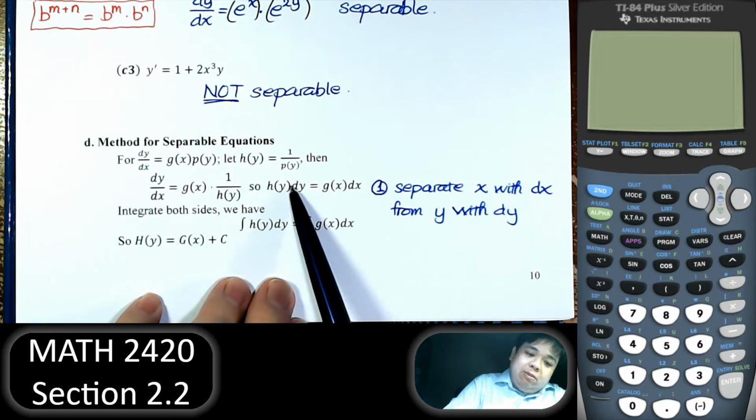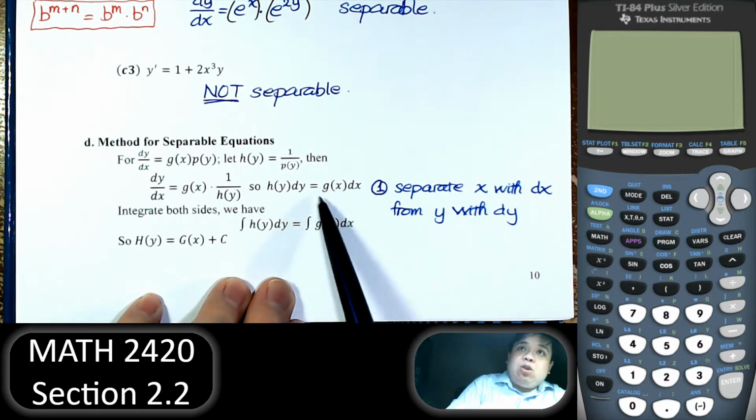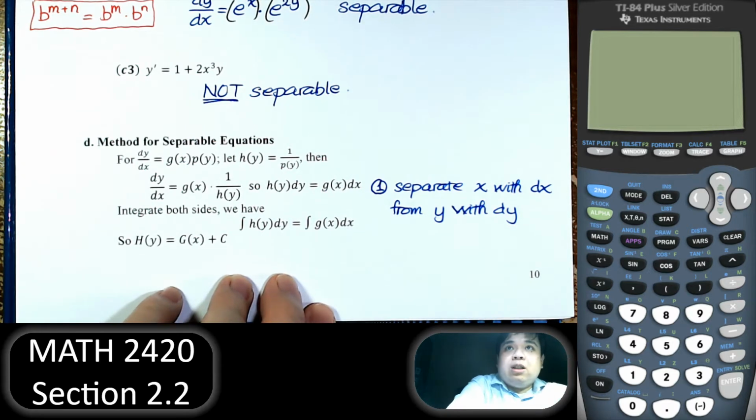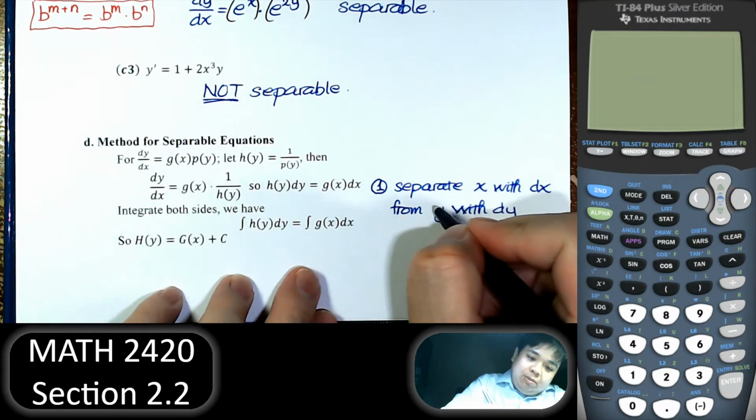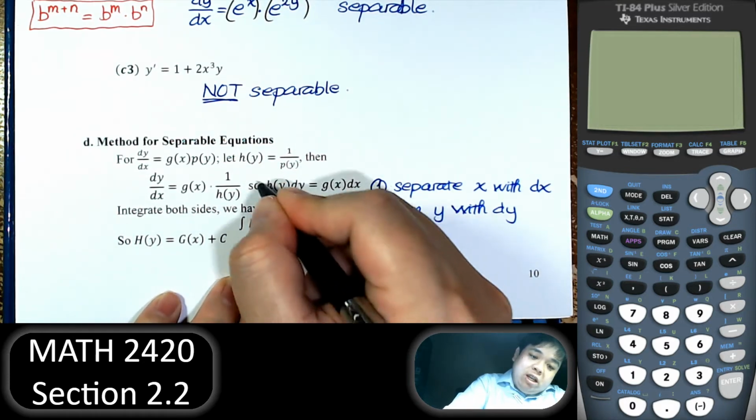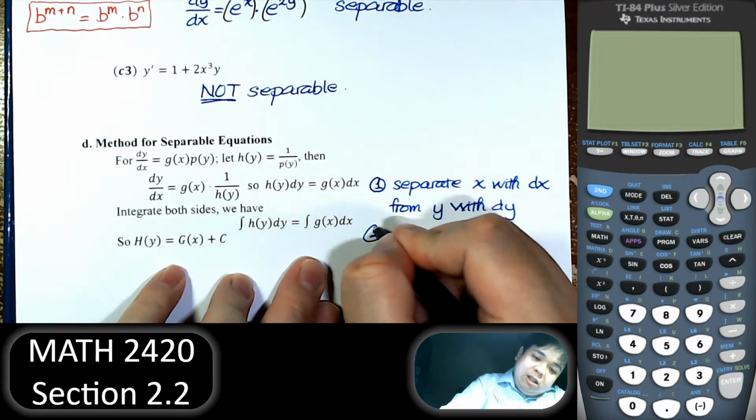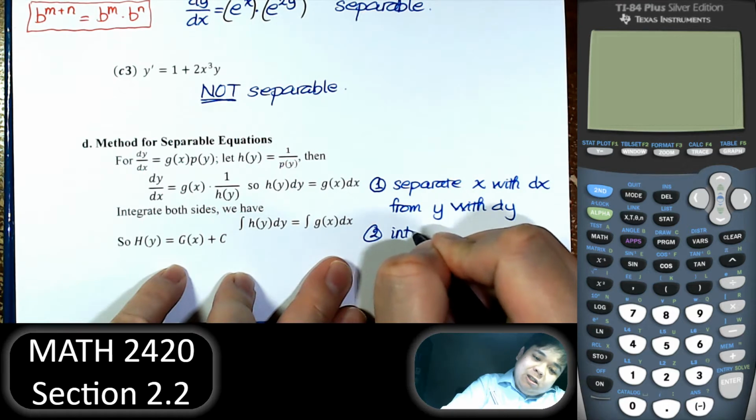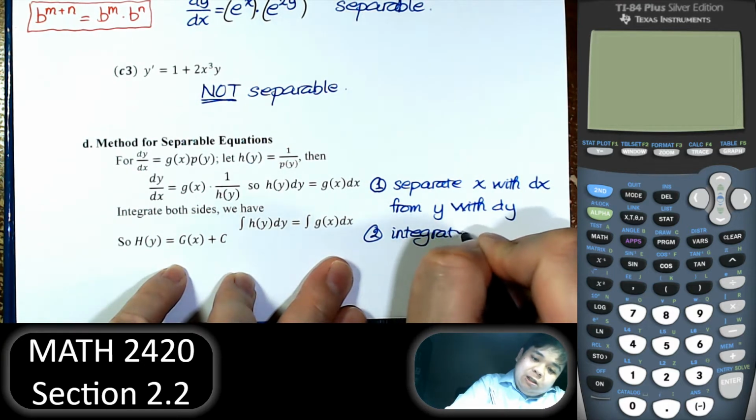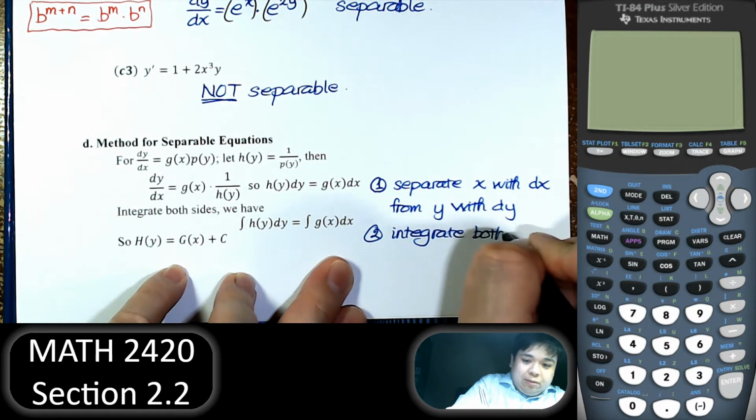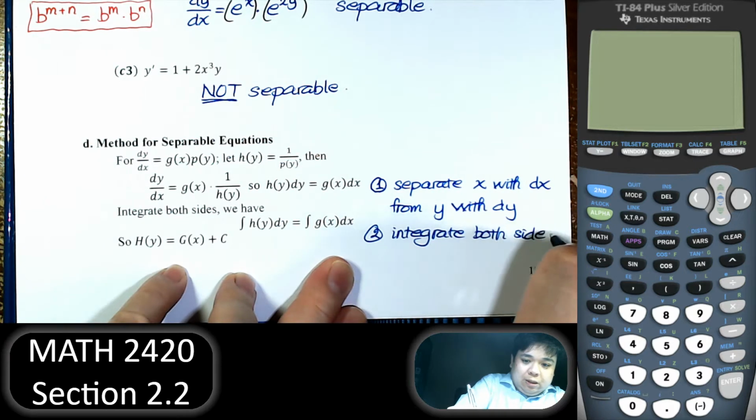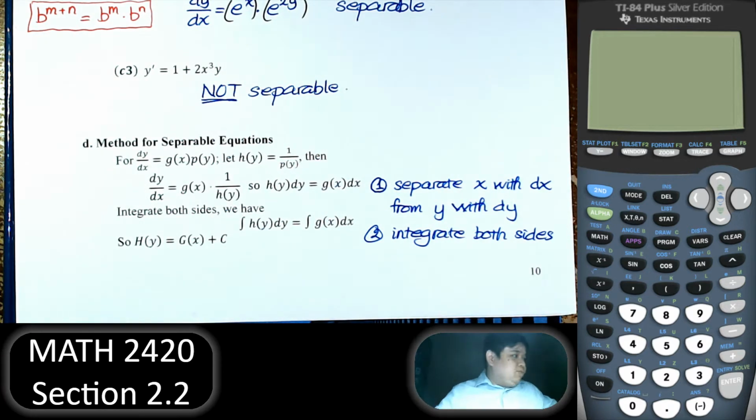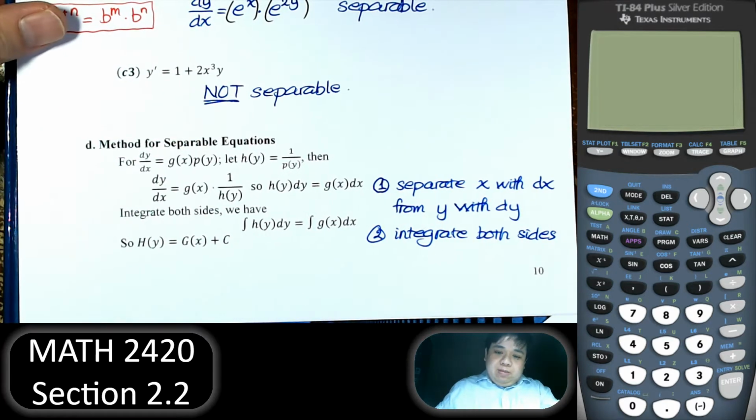So yeah, keep x and dx on one side, y and dy on one side. And then the second step, we just integrate both sides, and that's it. Right, and that's all there is for this section. And now we just do a bunch of examples.